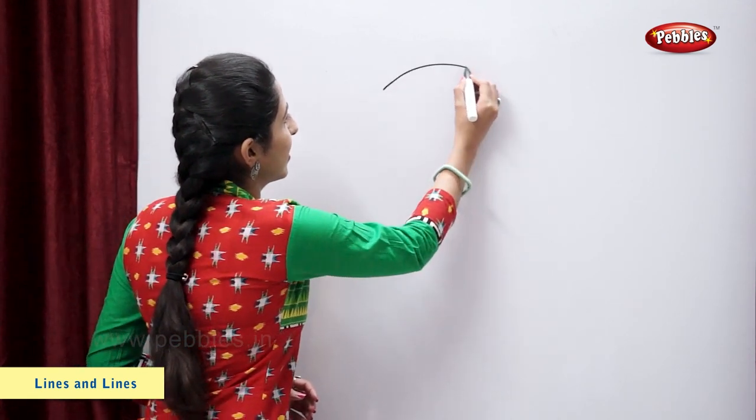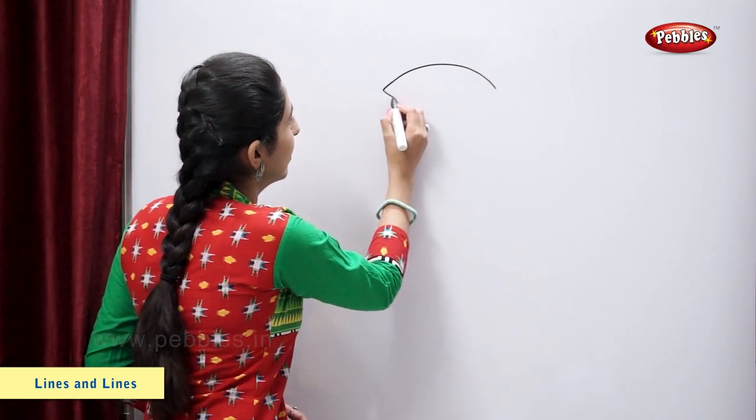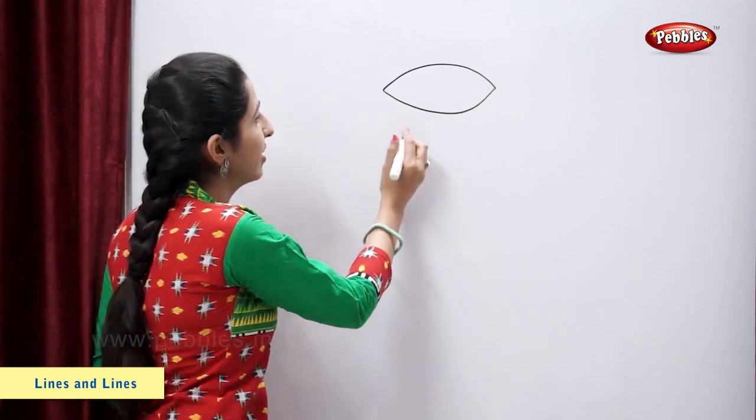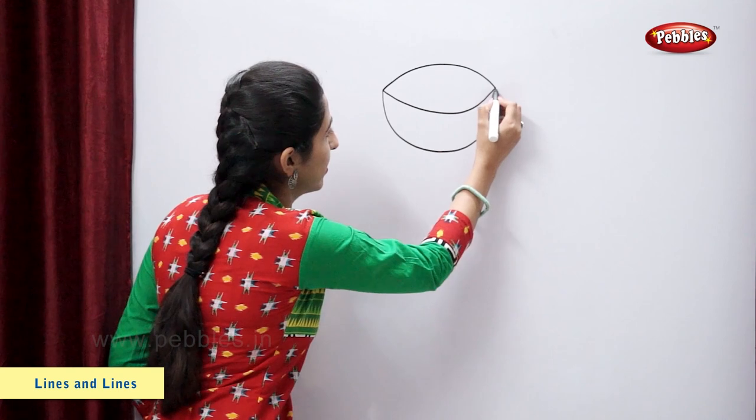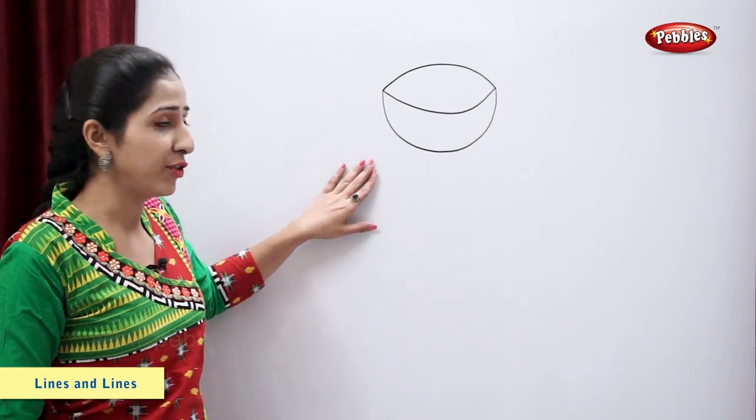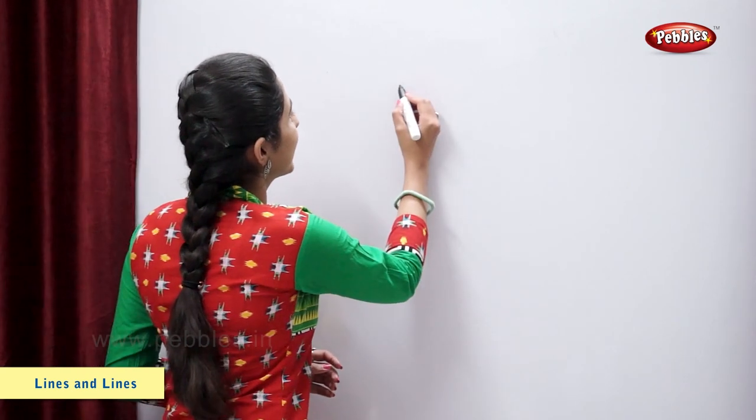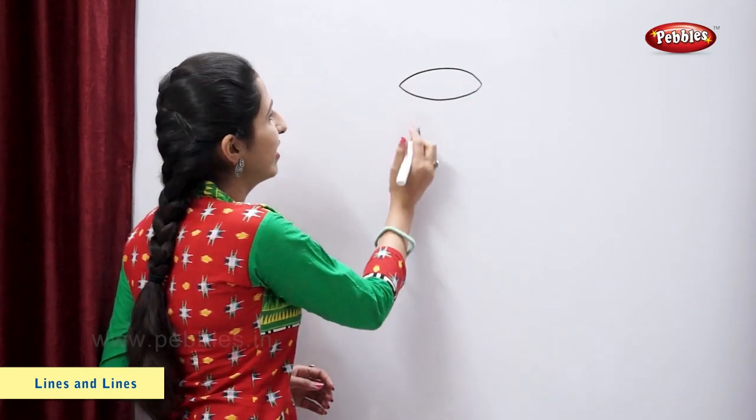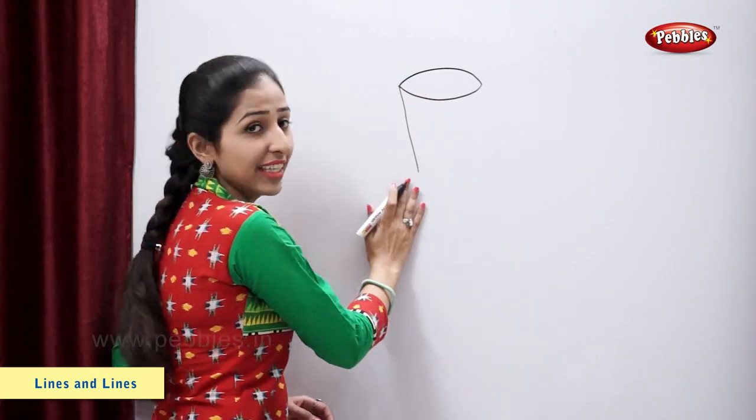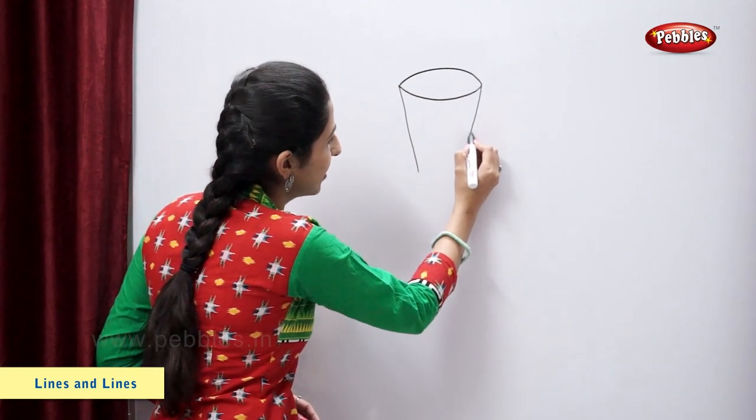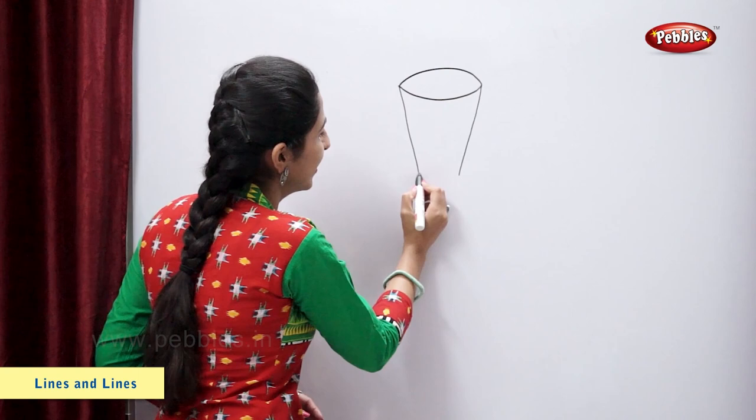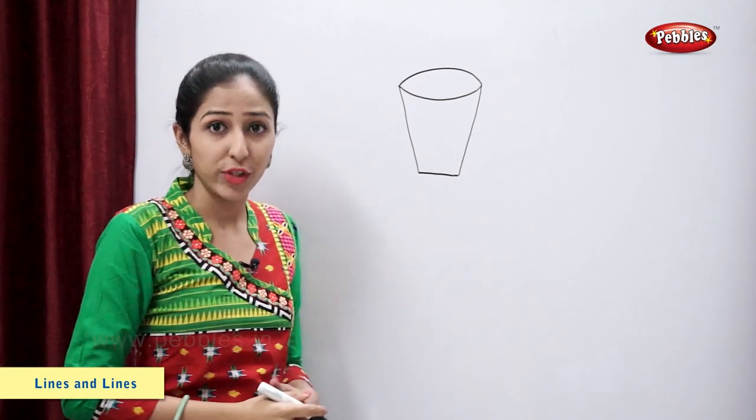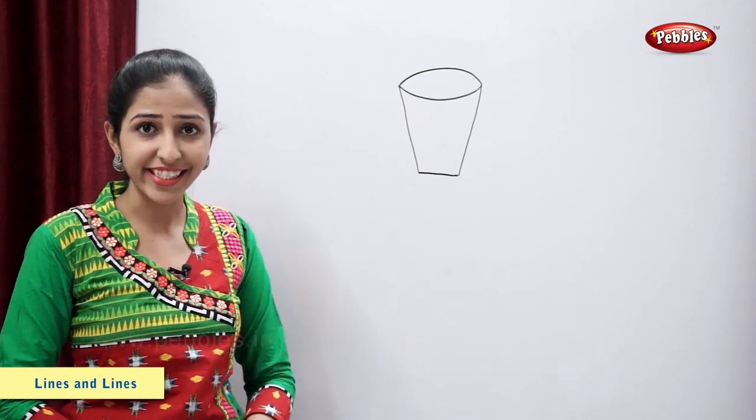Now let's draw a bowl. A curve. Another curve. One more curve. So, we have drawn this bowl using curves. Now let's draw a glass. A curve, another curve, slanting line, another slanting line, a sleeping line. So, we have drawn this glass using lines and curves.